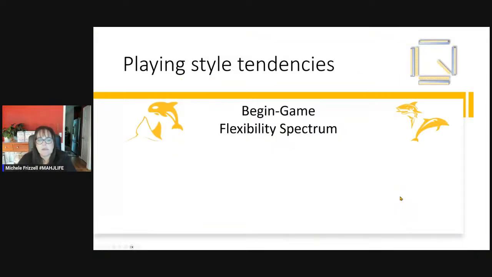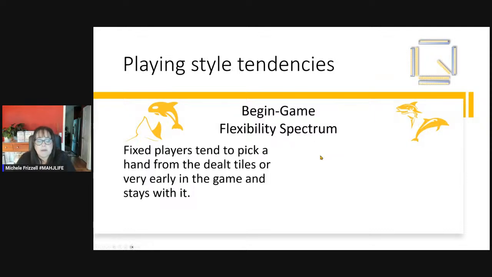Okay, so here's some examples of the differences. If you're in the begin game, this is where you're playing. If you look up here to the right, we have a table, a bird's eye view of the table, the second wall in play. This is after the Charleston. In the begin game, considering the flexibility spectrum, we have the stingray and orca. They typically are going to pick a hand from their dealt tiles very early in the game, and then they're going to stick with it.